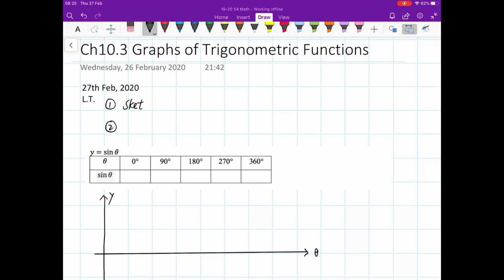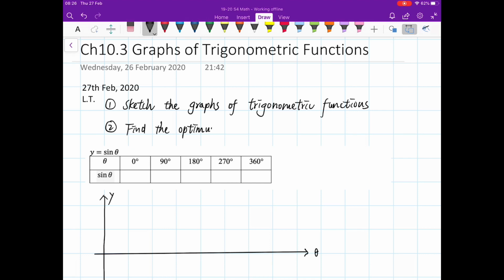The first one is sketch the graphs of trigonometric functions. And the second one is find the optimum values. Okay, so let's move on to the first part.